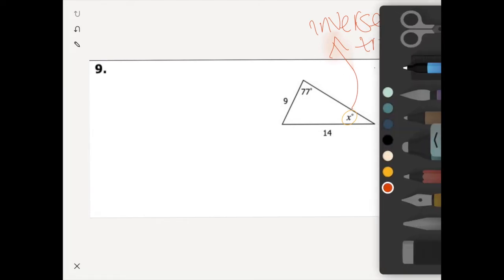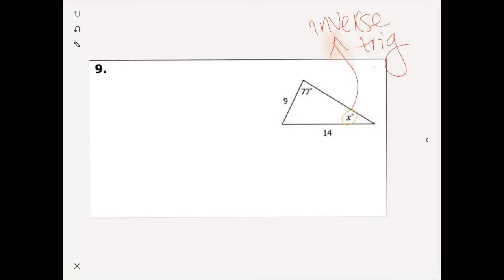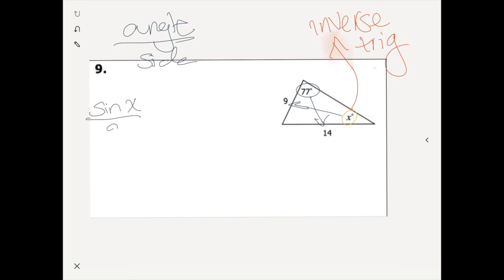So the proportion is going to be set up similarly, except this time, instead of x being on the bottom as a side, it's going to be used as an angle. So remember, it's going to be angle over the side. So x is going to match up with 9, and 77 is going to be with 14. So we're going to say the sine of x, because this time it's an angle, over 9 is equal to the sine of 77 degrees over 14.